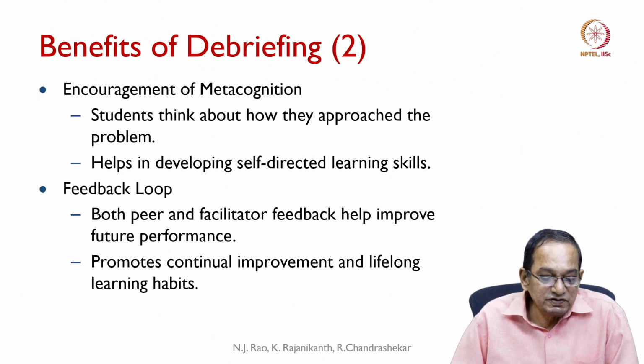Then another benefit is feedback loop. Both peer and facilitated feedback help improve future performance. The feedback can come from the teammates and it can also come from the teacher. And this constructive feedback helps the students in performing better in the future cases. This feedback loop promotes continual improvement and lifelong learning habits, an extremely important outcome that is expected from the NBA process also.